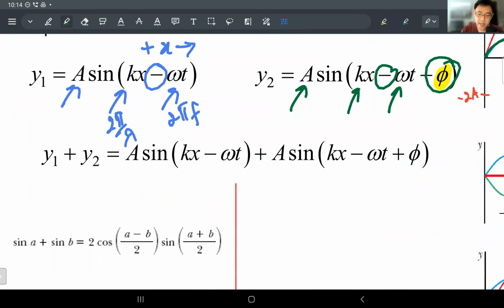We already said the resultant wave is easy. It's just the combination of two waves. In this case, we have only two. So we just add them together. And then this is what you have. You just add two waves together.